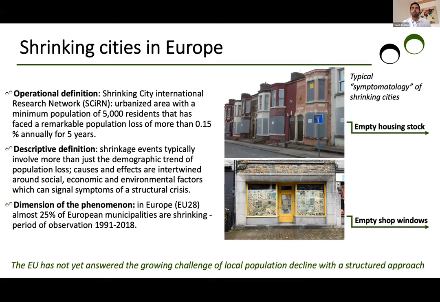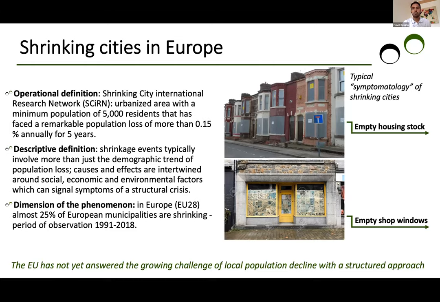And therefore, this paper wants to shed light on this phenomenon, investigate it from a demographic perspective, for instance, not only in the past, but looking into the future. So if now we have already a fourth of European municipalities that face this shrinkage dynamics, what will be in the future?